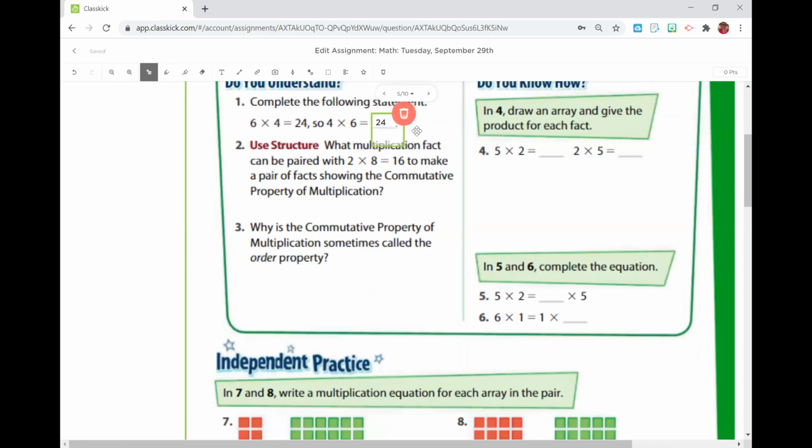Use structure. What multiplication fact can be paired with 2 times 8 equals 16? To make a pair of facts showing the commutative property of multiplication. Remember, the commutative property switches the factors. Here are our factors. So instead of having our 2 as our first factor, we will have 8 as our first factor. 8 times 2 equals, now we already know what 2 times 8 equals, so if we flip them around, it will equal the same product, 16.